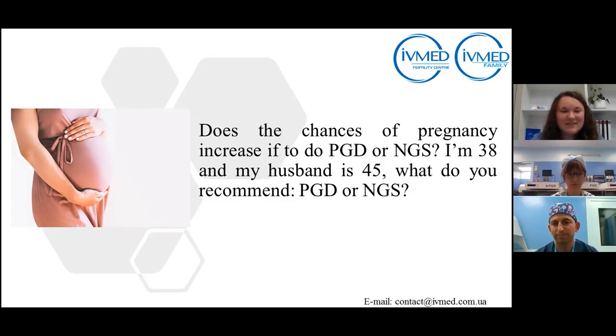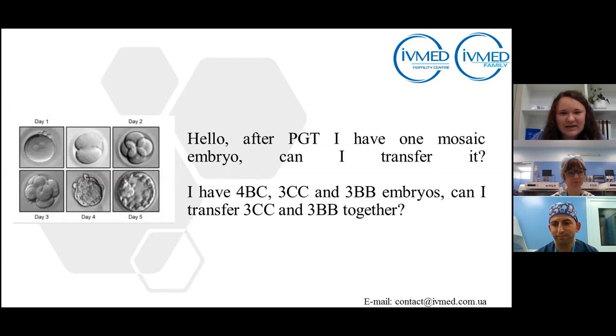Okay. Thank you. Next, we actually have two questions for Olga. First one: hello, after PGT, I have one mosaic embryo. Can I transfer it? And the second one: I have 4 BC, 3 CC, and 3 BB embryos. Can I transfer 3 CC and 3 BB embryos together? Please, Olga.